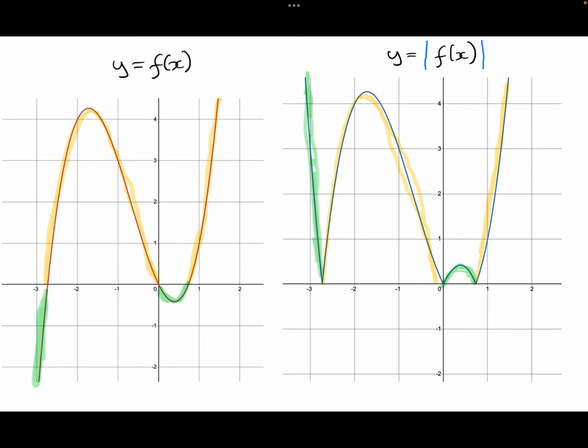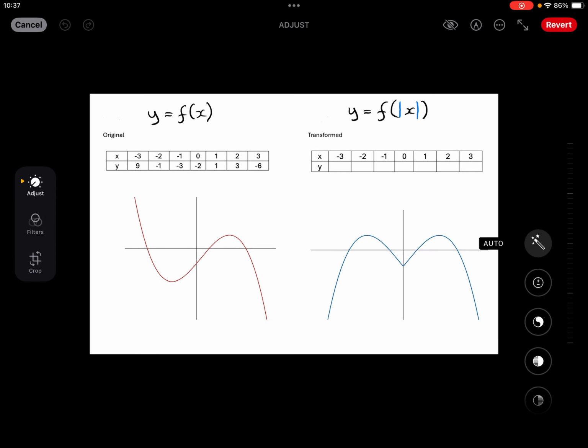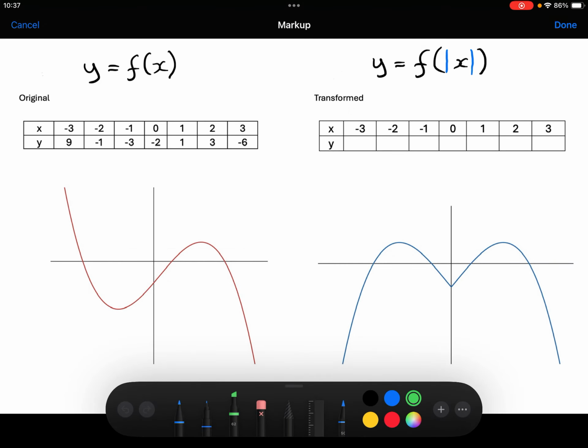So that's if the modulus is on the outside of the function. What about if the modulus is on the inside of the function? So we need to be quite careful here. So same idea, I'm going to talk you through this table of values and then what that transformation does.